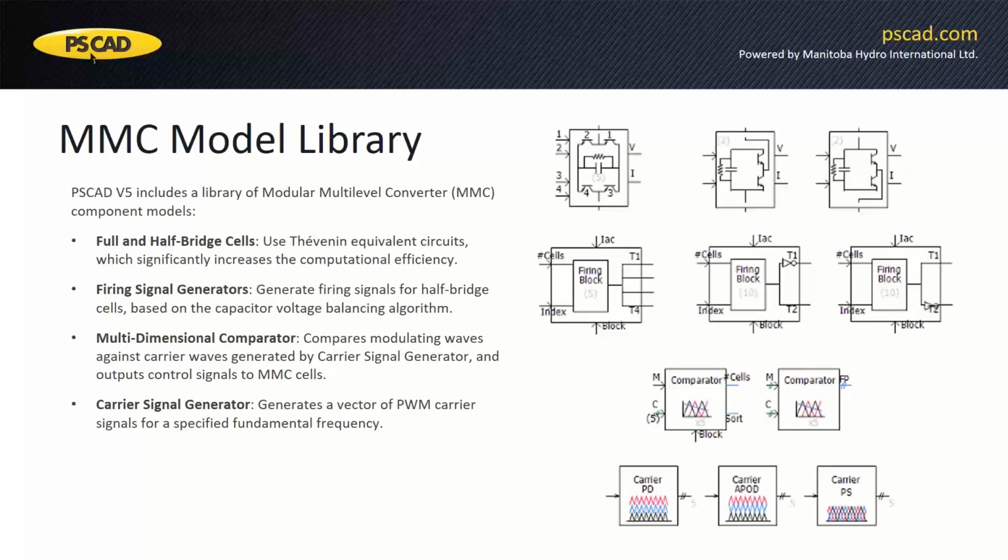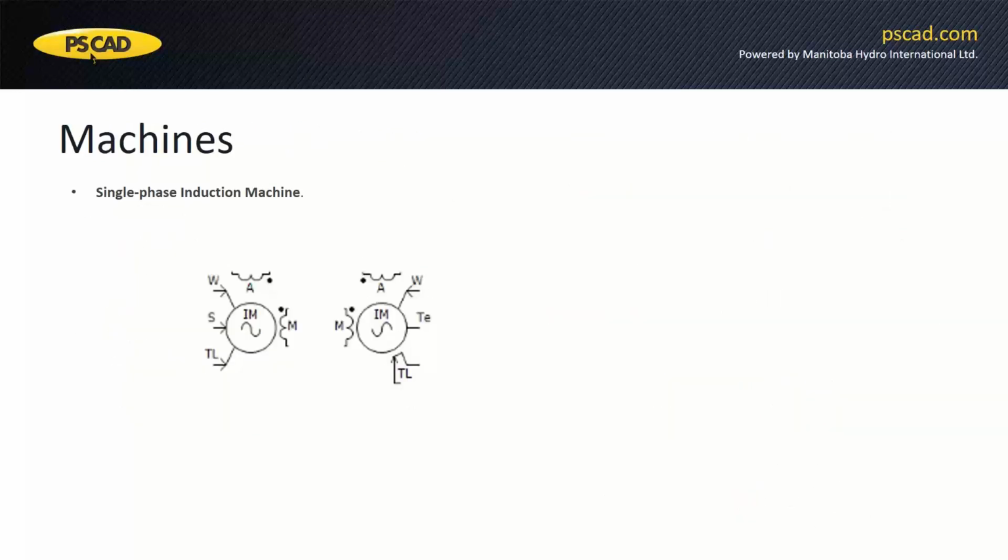All right, in terms of models, we've added an MMC Model Library. This includes full and half bridge cells that use Thevenin equivalent circuits. This significantly increases the computation efficiency. And we've also added a collection of components that go along with those to help control the bridge cells. In terms of machines, we've added a single-phase induction machine.